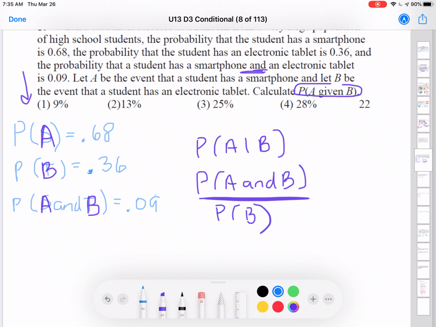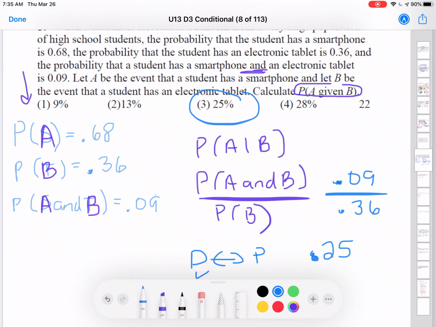Probability of A and B, we're just plugging it in, 0.09. Somebody already made it a decimal. Probability of B, 0.36. Use your calculator to divide. You get 0.25, and then you can see that somebody turned it into a percentage. So let's not forget our decimal to percent. Going 2 places to the right, so 25%.